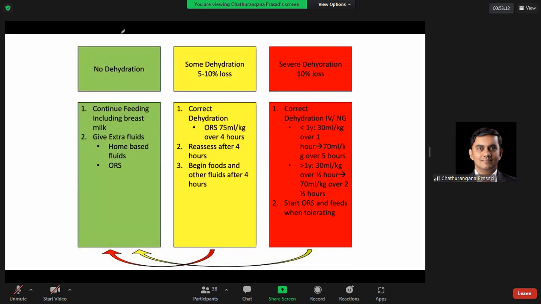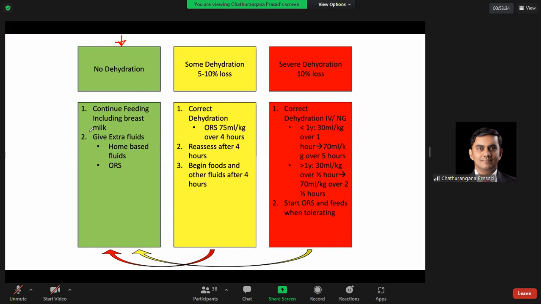So let's look at how we manage dehydration. Now, just give your attention to the number one part. So no dehydration. That means we don't have to correct any fluids because there is no dehydration. So only two components are there: you give maintenance fluid and replace ongoing losses.